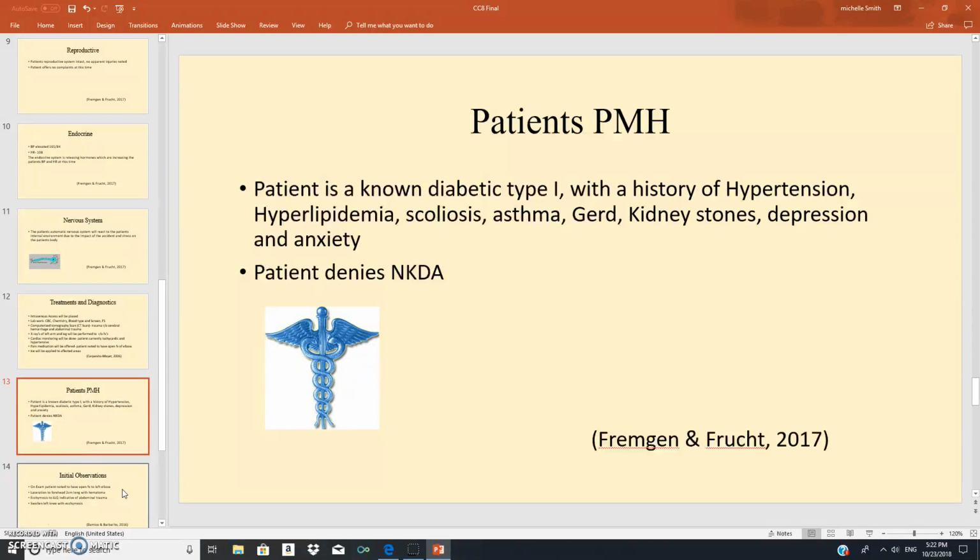Patient's past medical history. Patient is a known diabetic type 1 with a history of hypertension, hyperlipidemia, scoliosis, asthma, GERD, kidney stones, depression, and anxiety. Patient denies any known drug allergies.